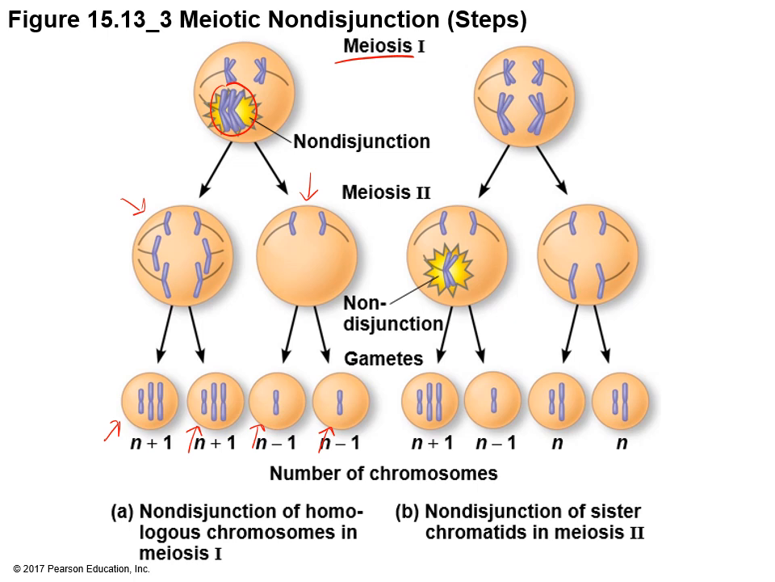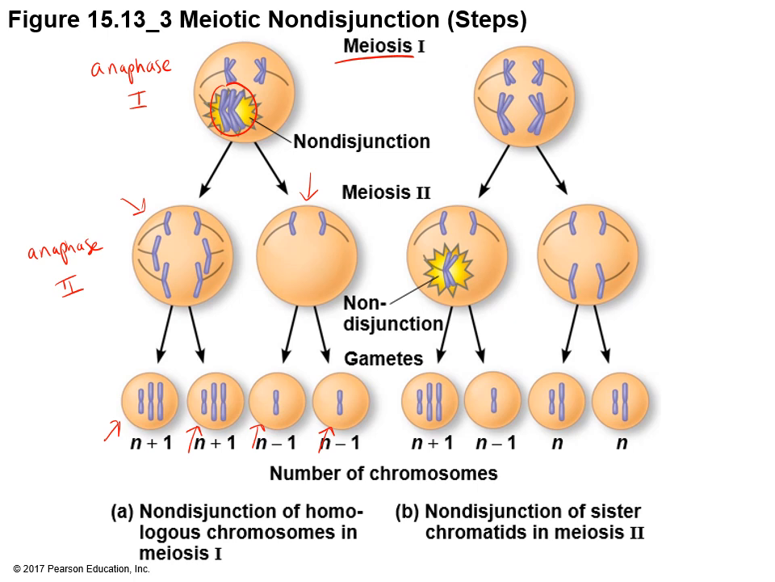And just a side note here, we can see how non-disjunction occurs during the separation of the chromosomes. That would be anaphase 1 in this case. And during meiosis 2, we would call that anaphase 2, where we separate the sister chromatids from the dyads.